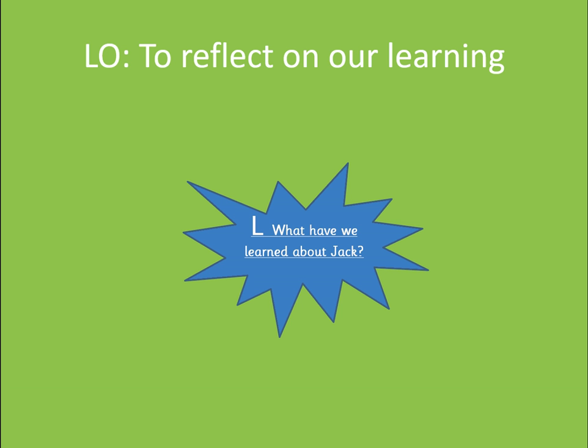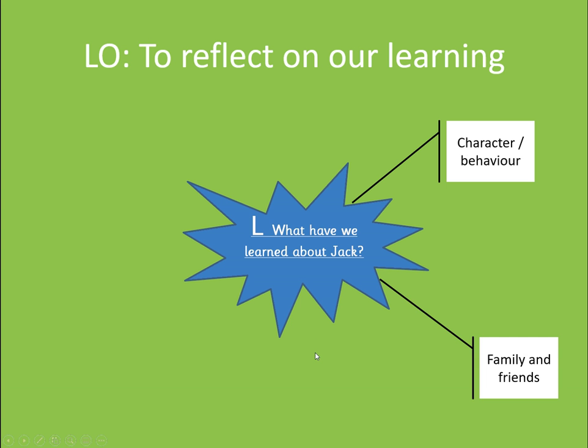And you might want to organise it, and these are just suggestions. You can come up with your own headings if you want to. You might want to organise it like this. You might think about his character or his behaviour. So is he brave? Is he cunning? Is he nasty? Stuff like that. You might want to think who his family and his friends are. You might like to think about who his enemies are.